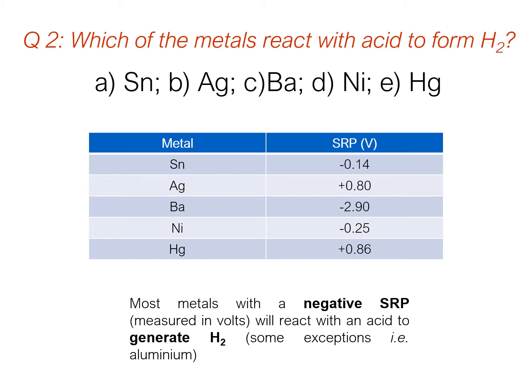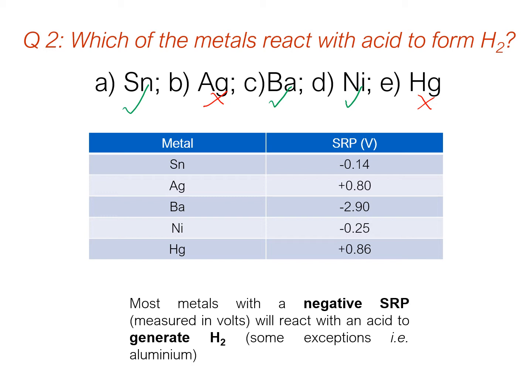And down here I've copied a paragraph from the first video which said that most metals with a negative standard reduction potential will react with an acid to generate hydrogen. So in this question, tin has a negative standard reduction potential, so that will react. Silver had a positive one, so that won't. Barium, I had to get this one off the internet, it's quite negative, that certainly will. Nickel also has a negative standard reduction potential, so that will. And mercury has a positive one, so that won't.